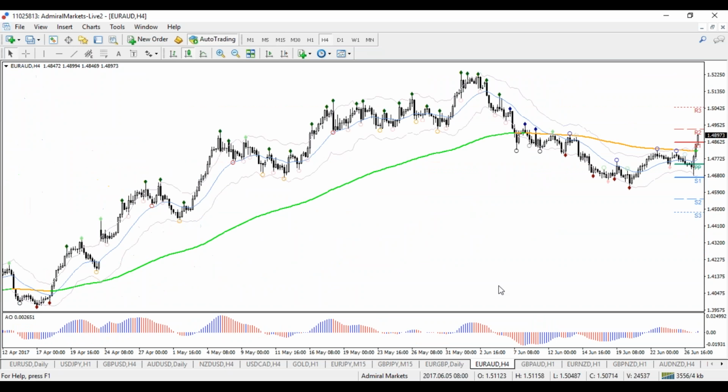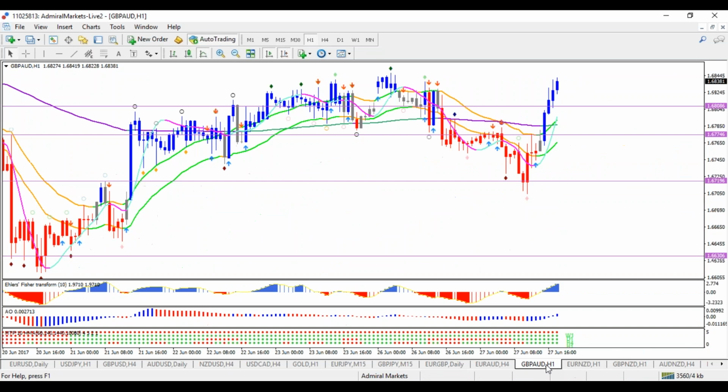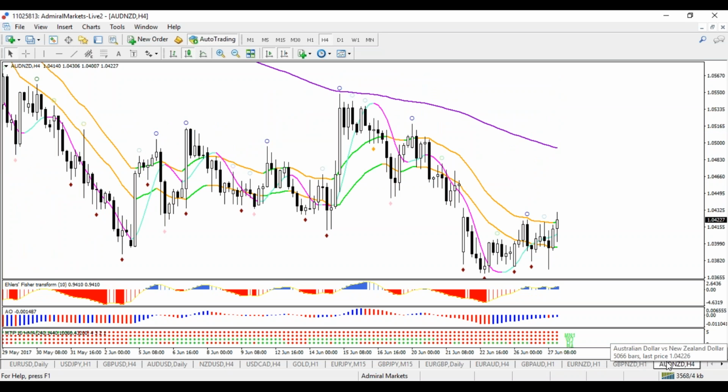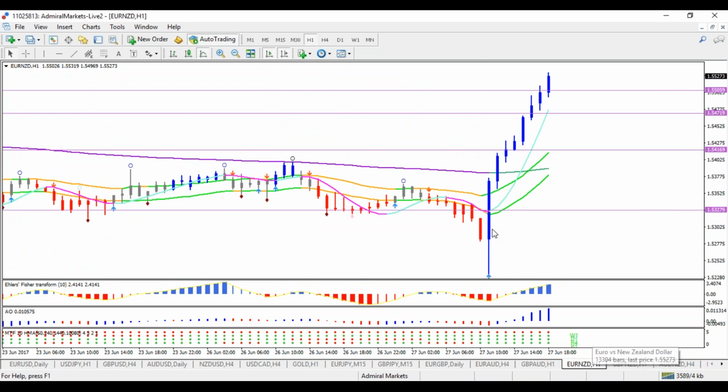All right, euro aussie making the same pattern. Pound aussie too. We could take a look at the aussie as well to see which one is better. It looks like there's aussie strength and New Zealand weakness, and euro strength. So euro New Zealand could be even better. Let's take a look at that one.